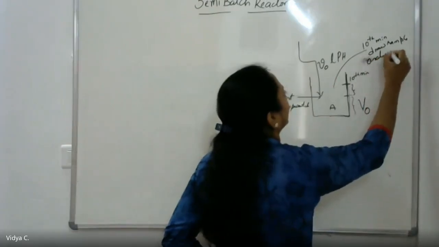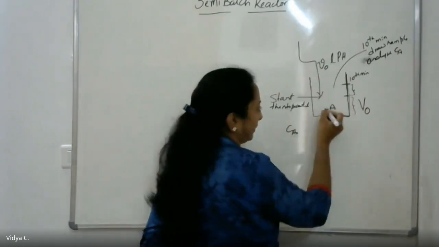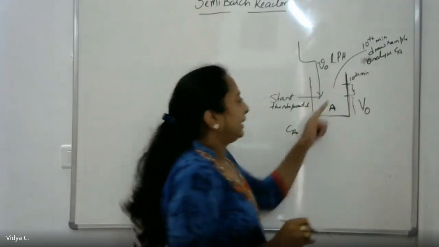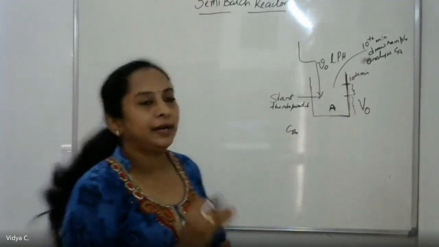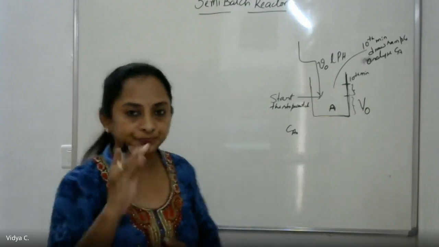Analyze the CA value. CA naught was initially taken. It is CA naught initially when I take this, and at the 10th minute, draw 10 ml of it, draw the sample and do the analysis for finding out the CA value.